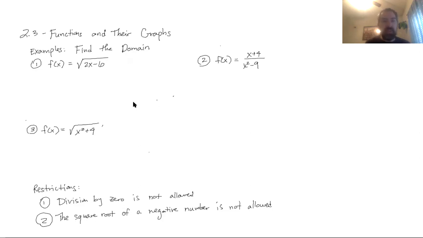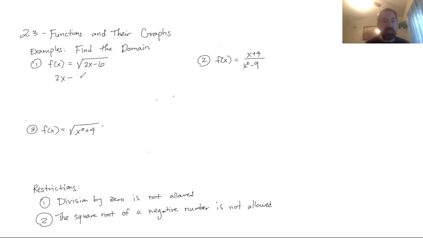To find the domain, we're going to refer to our 2 restrictions that we have listed down here at the bottom: we cannot divide by 0 and we cannot take the square root of a negative number. So in example 1, we have a function that involves a square root. This follows restriction number 2. We cannot take the square root of a negative number. So whatever is underneath the square root better not be negative.